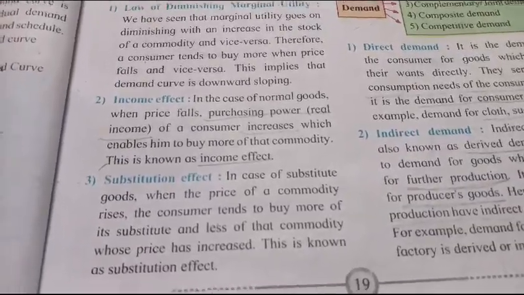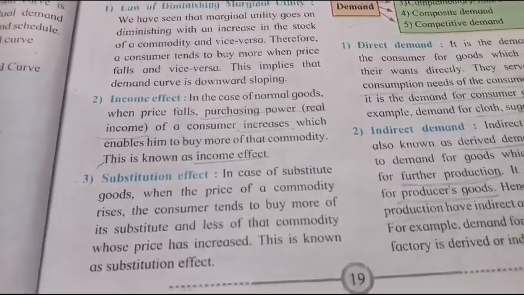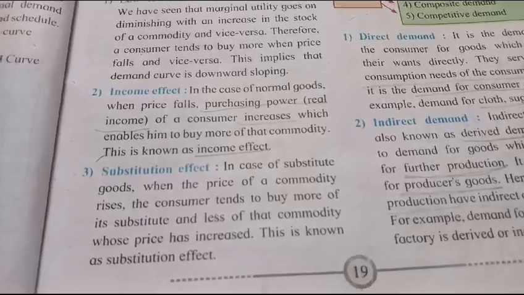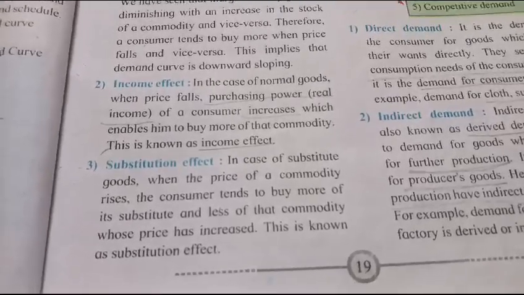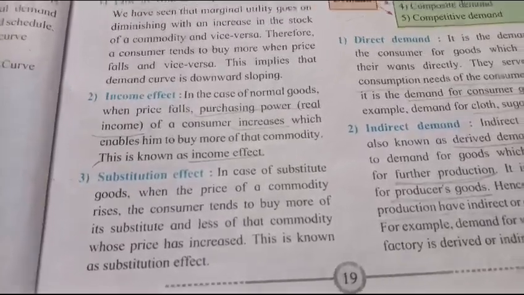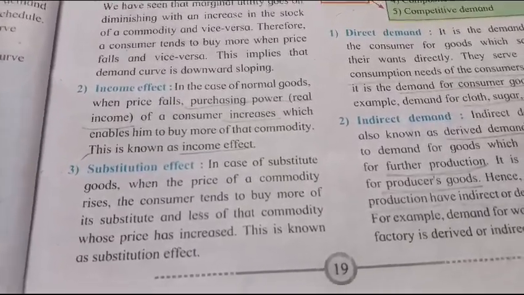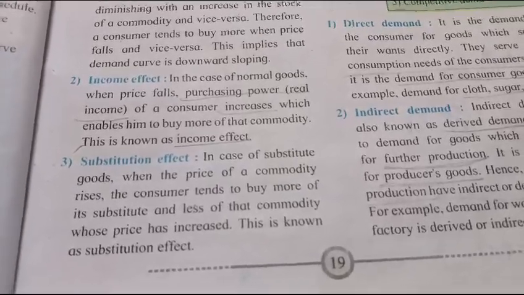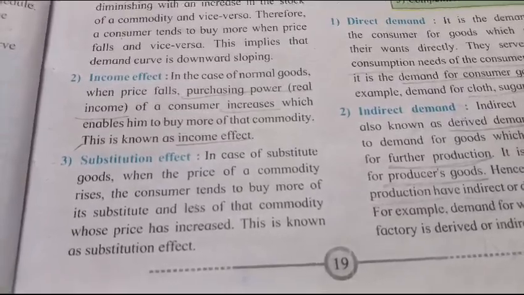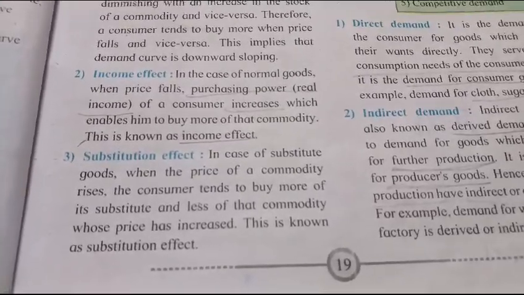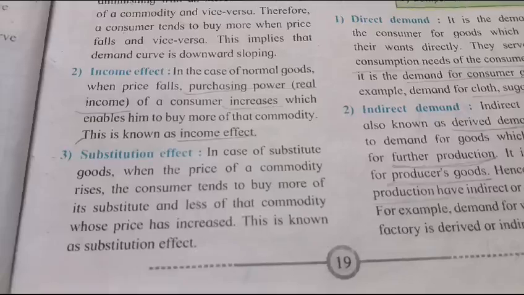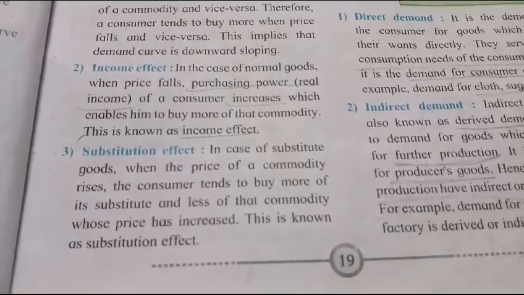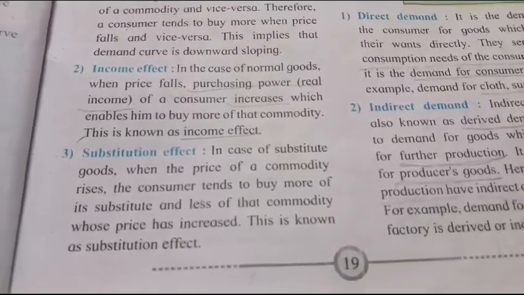Second, income effect. In the case of normal goods, when price falls, purchasing power, which is real income of a consumer, increases, which enables him to buy more of that commodity. This is known as income effect. Third, substitution effect. In case of substitute goods, when the price of a commodity rises, the consumer tends to buy more of its substitute and less of that commodity whose price has increased. This is known as substitution effect.